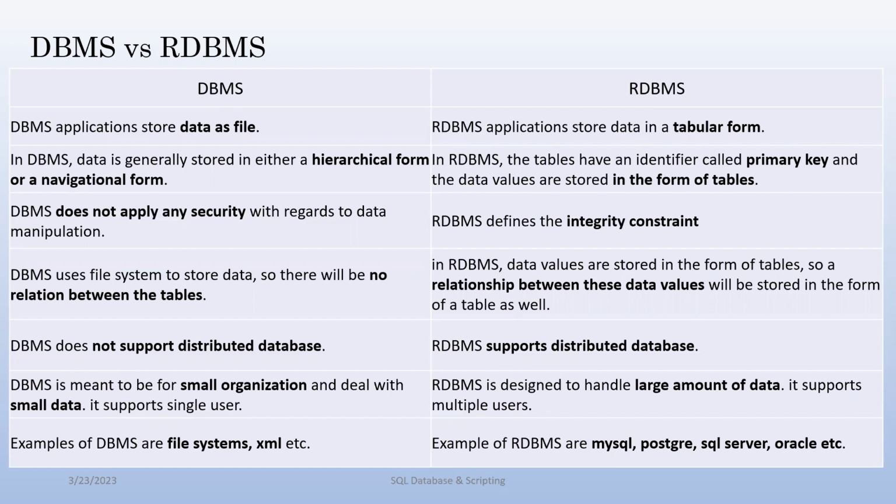So DBMS does not support distributed systems, but RDBMS later supports distributed systems. The major one is that DBMS is for a smaller organization dealing with small data, since it stores the data in a file or file system. But with RDBMS, we can store and retrieve a larger amount of data. It also supports multiple users. At a time 100 users can use it, 1,000 users can use it, etc. It depends upon the database size.